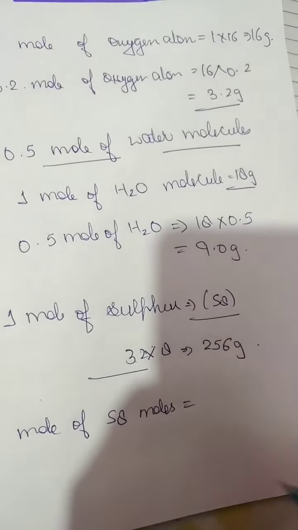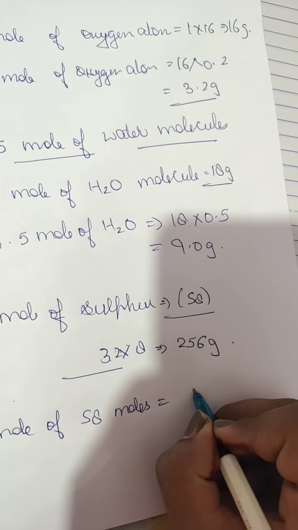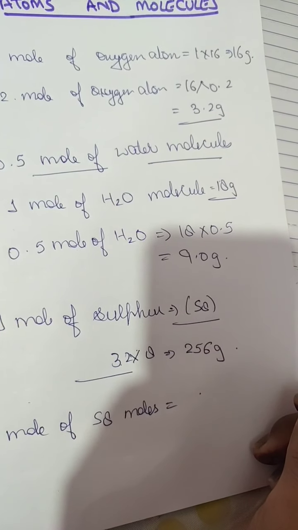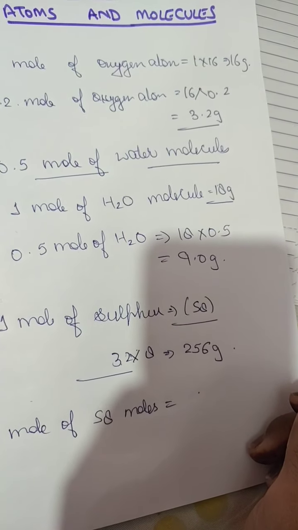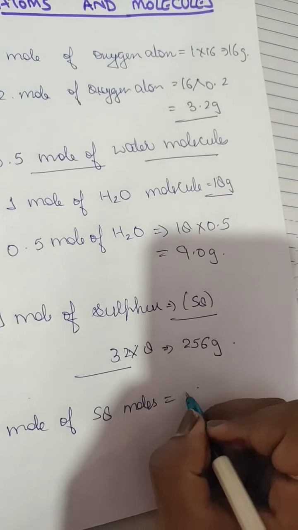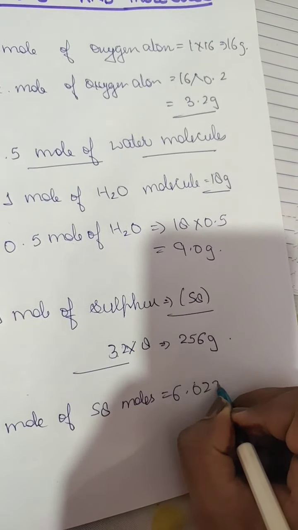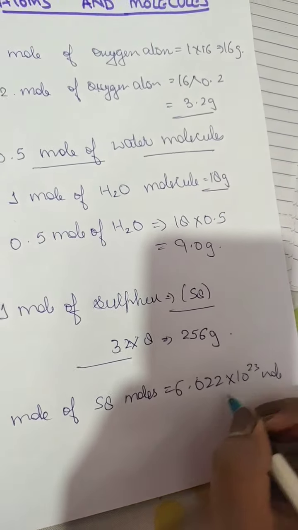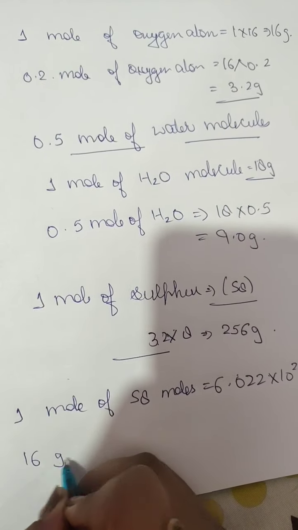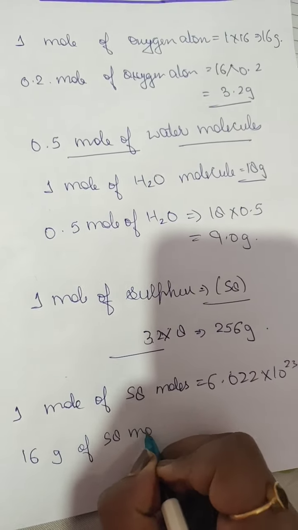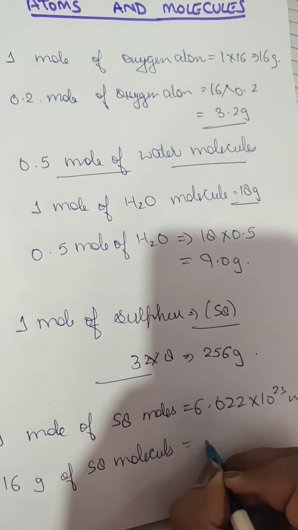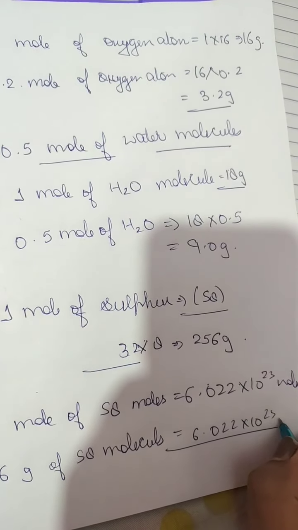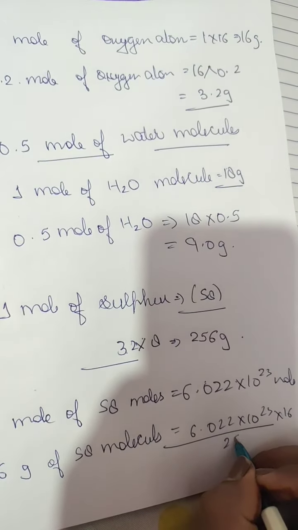is, in numbers, we have the Avogadro number, which is a fixed number. So 1 mole of sulfur molecule is 6.022 into 10 to the power 23 molecules. So 16 grams of S8 molecules will have 6.022 into 10 to the power 23 into 16 upon 256.